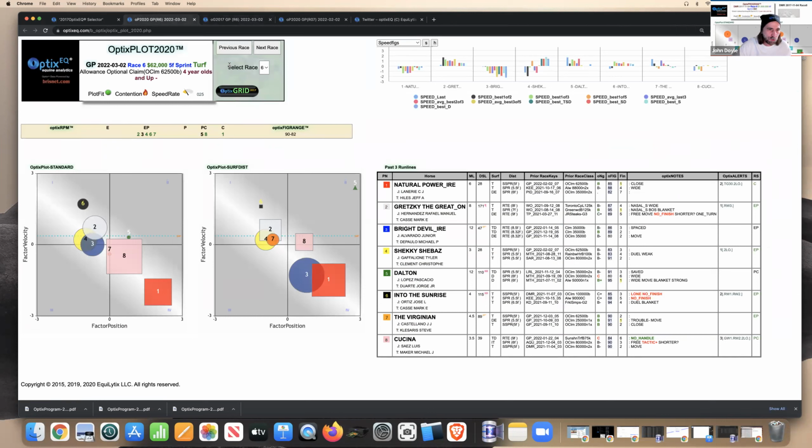So the contenders for me are 2, 8, and 1. 2 a little bit sneaky, especially at that price. If you can get anywhere near that, looks like a decent play in race 6 at Gulfstream Park on Wednesday, and a good turf sprint.